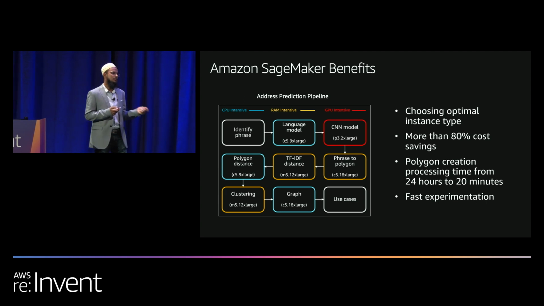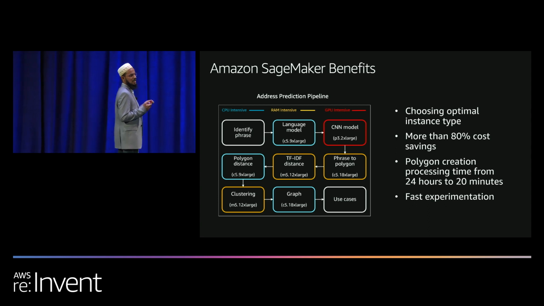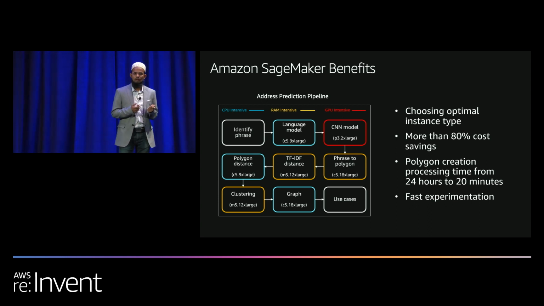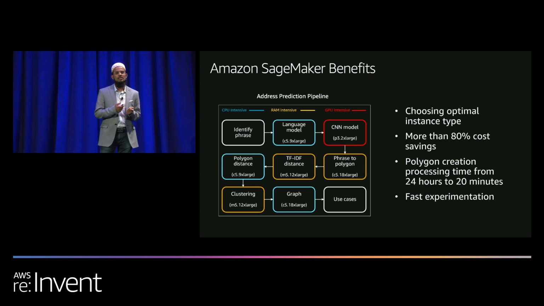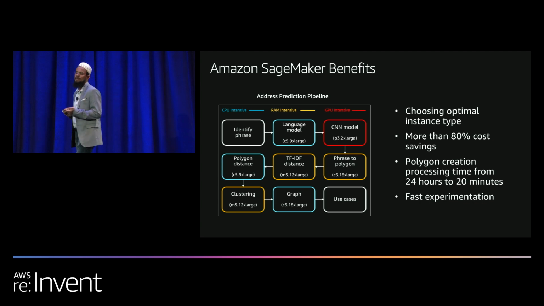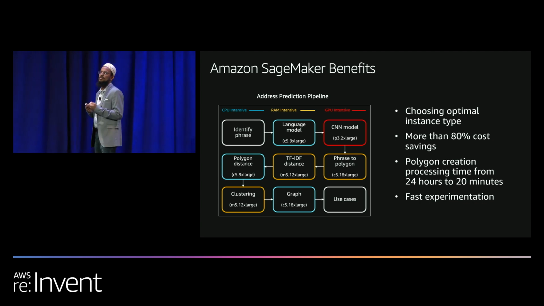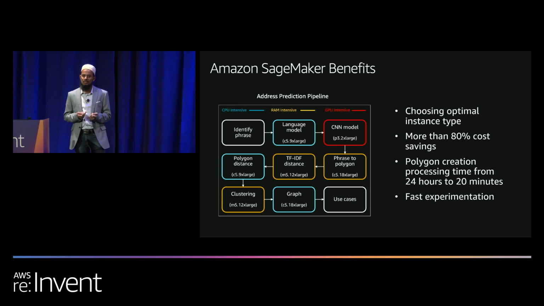We got more than 80% cost saving, and also very significant processing time saving. Some of the tasks, which were taking more than 24 hours, we were able to complete in less than 20 minutes. So overall, we clearly see that SageMaker has been phenomenal for us in empowering our data scientists to iterate very fast in a cost-effective manner.